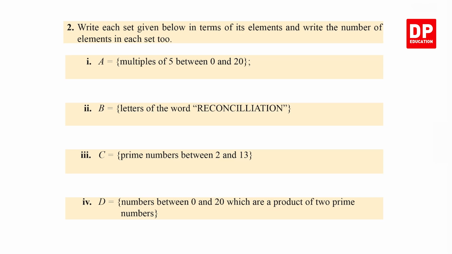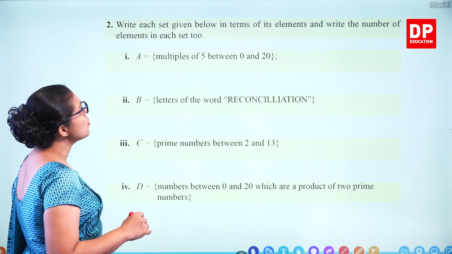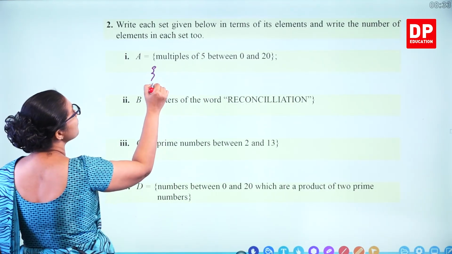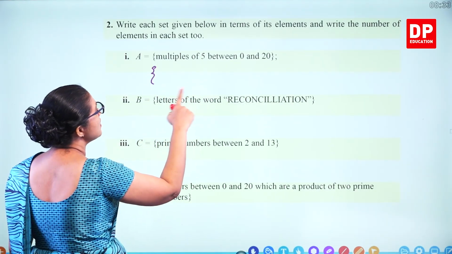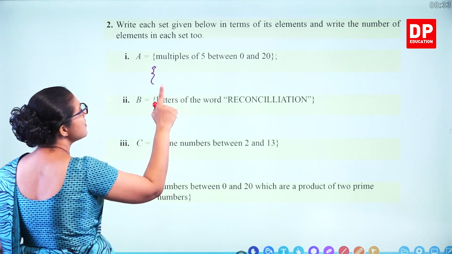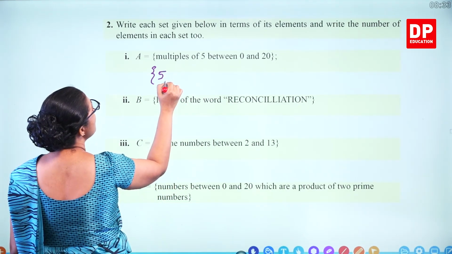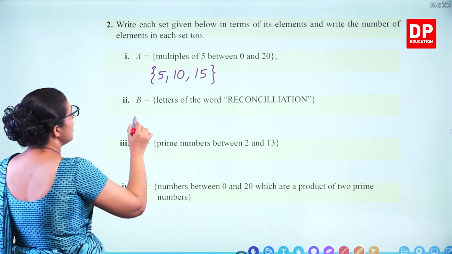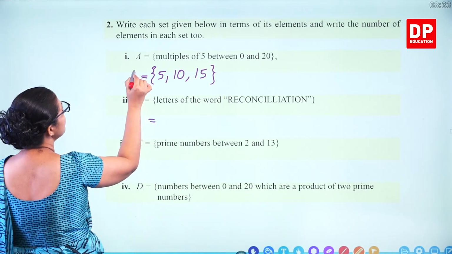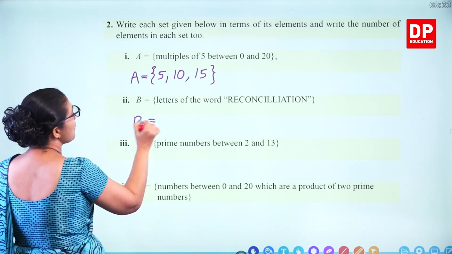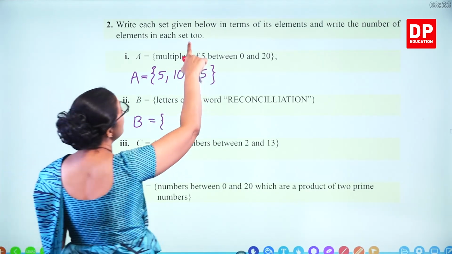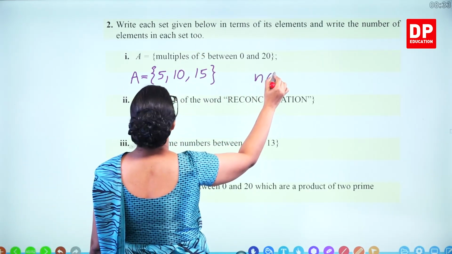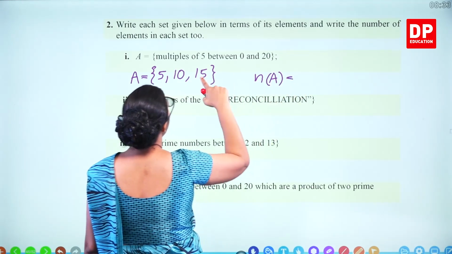Write each set given below in terms of its elements and write the number of elements in each set. A: multiples of 5 between 0 and 20. Between means you don't consider 0 and 20. 5, 10, 15. And also here you need to count how many elements are there. NA is 1, 2, 3.